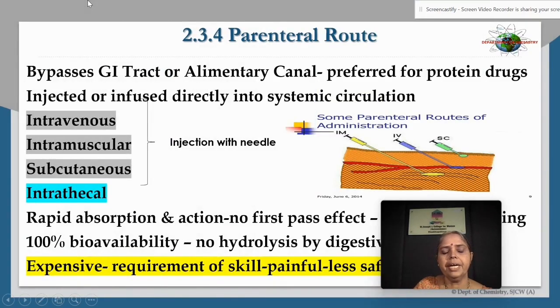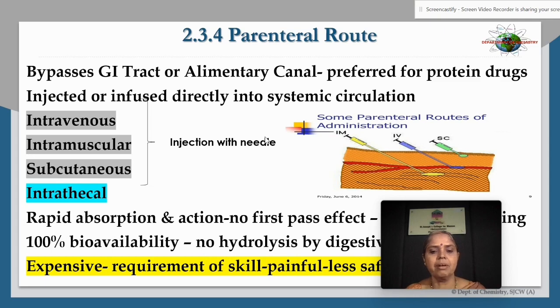Next, under the enteral category, we have seen oral, sublingual, buccal, and rectal routes. Now let us see the parenteral route. Parenteral is the one that bypasses the digestive tract or the alimentary canal. You can see in the picture that it is mostly given in the form of an injection. The injection can be intravenous, intramuscular, or subcutaneous.